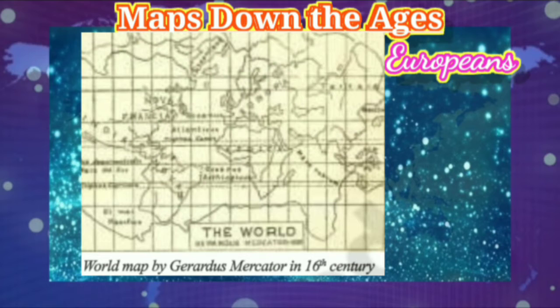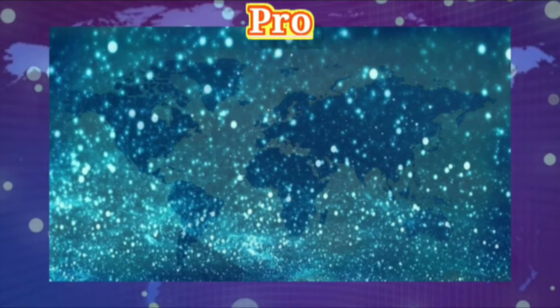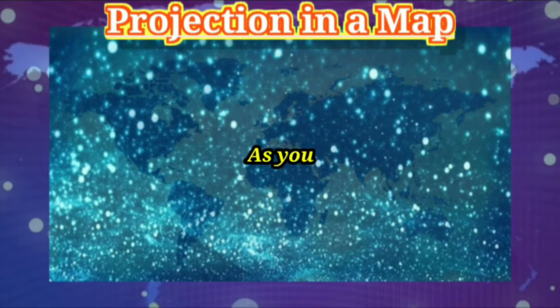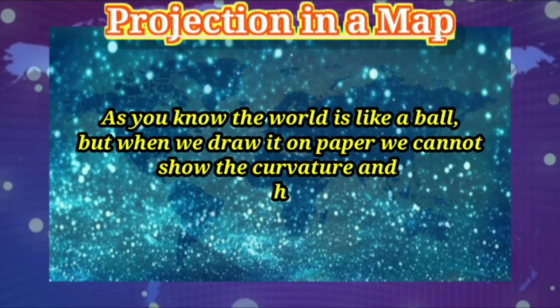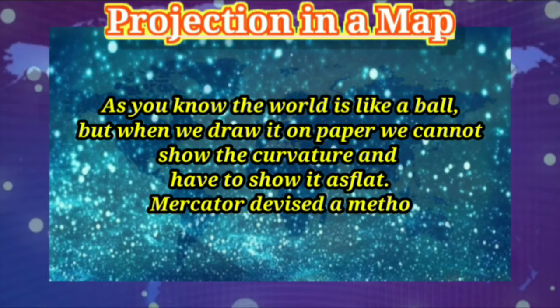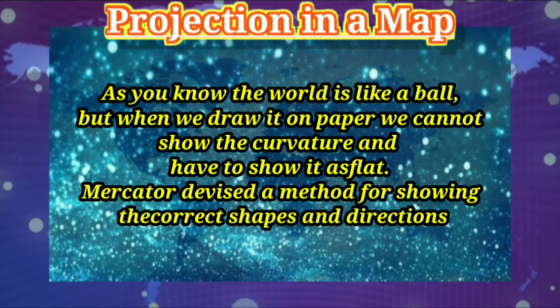Mercator's map projection is famously known as the Mercator projection. Most of the world maps we use are based on his projection. Projection in a map: as you know, the world is like a ball, but when we draw it on paper we cannot show the curvature and have to show it as flat.